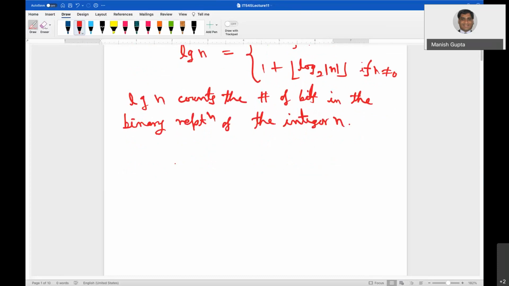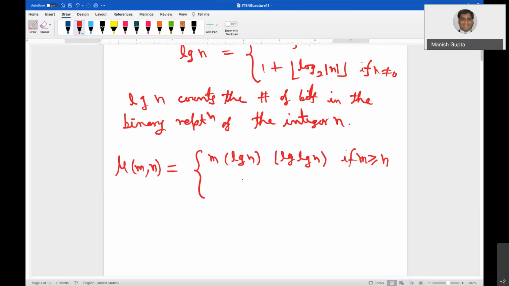Also there is another function normally defined, known as the mu function. It's a two-variable function which is m times log n times log n if m is greater than or equal to n, and it is n log m log m otherwise. So when m is less than n, we have this second form.